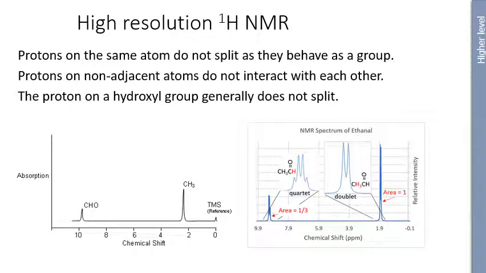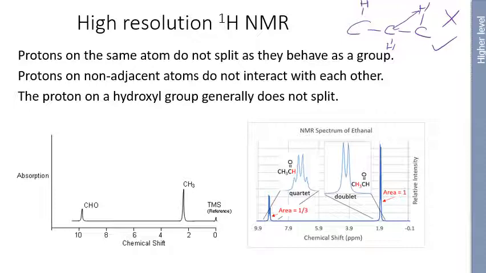So in high resolution proton NMR, the protons on the same atom do not split as they behave as a group. Okay, so you just see that as one signal. However, protons on non-adjacent atoms do not interact with each other. So what do we mean by that? If you have a three ring, and we have a proton here and a proton here, they don't interact. However, if you have a proton here, these two will interact. Okay, that's what we're saying. And protons on hydroxyl groups generally do not split.